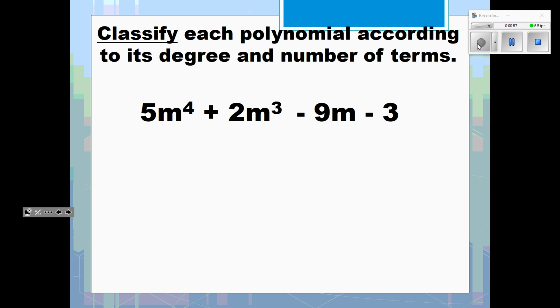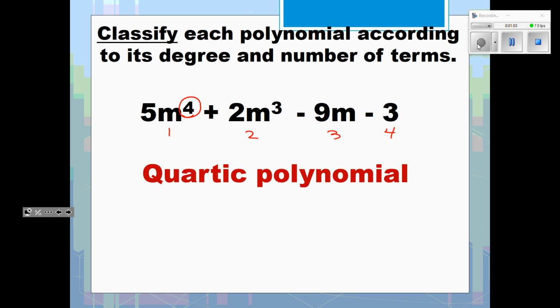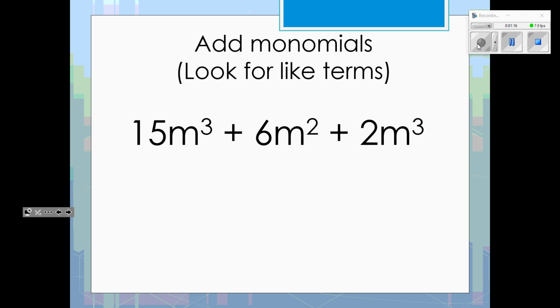Here, the highest degree is 4, and there are 4 terms. So that is going to be a quartic, for 4. Think of the word quart: 4 quarts in a gallon, 4 quarters in a dollar. Quartic polynomial. If it has over 3 terms, it's just called a polynomial.